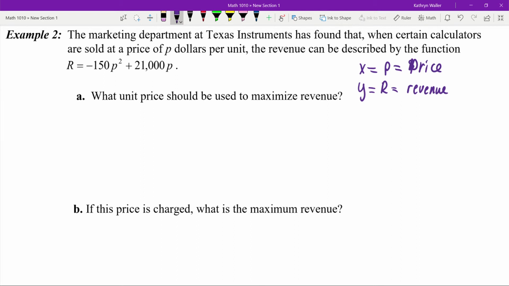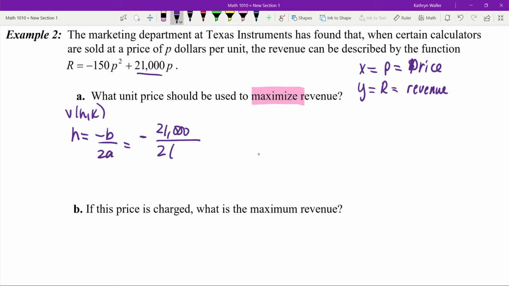Read the question. What unit price should we choose to maximize the revenue? What's the word that's standing out to us? Maximize. The second you read that, you know they're asking me for a vertex. So my vertex is (H, K). H is negative B over 2A. So that's negative B, B is 21,000, over 2 times A, which is negative 150.